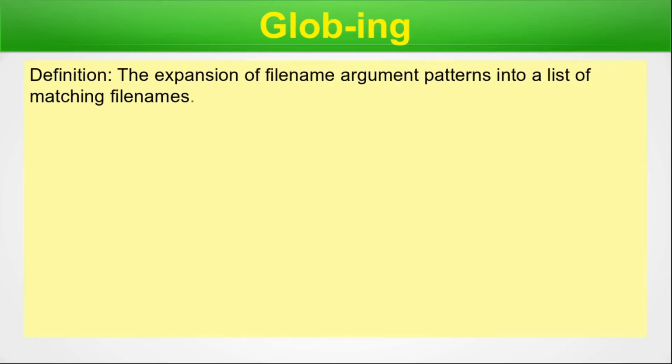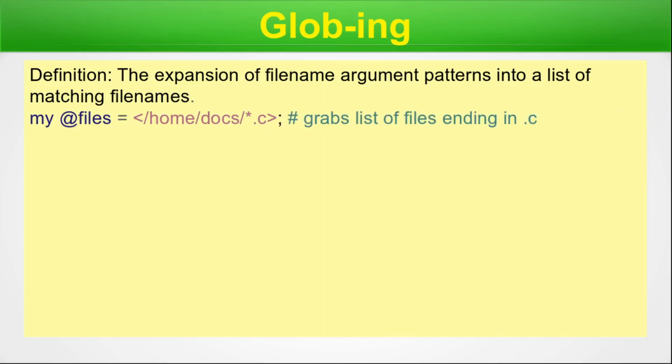Globbing, the next topic we are discussing here. What is globbing? The definition is the expansion of a file name argument pattern into a list of matching file names. This is another kind of file operation. It's not a direct read or write, but we are dealing with files in a different way. How do we do that in Perl? my @files = <directory path/*.c>; with the directory path inside the angle brackets, then star.c. So with wildcard searching, all the C files will go into the array files, and then we can operate on each, open or close, whatever we want to do.